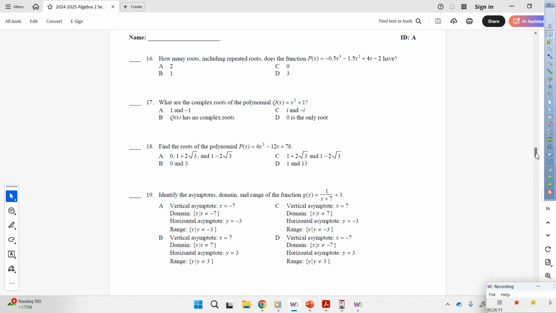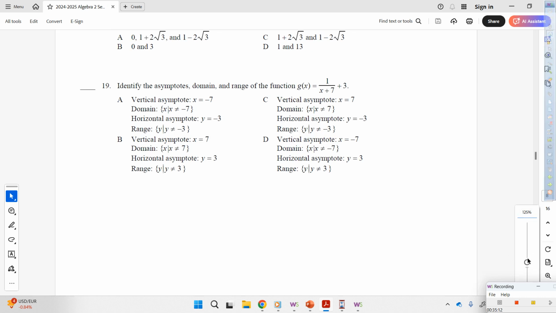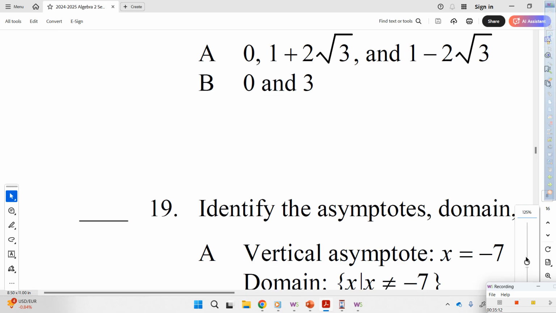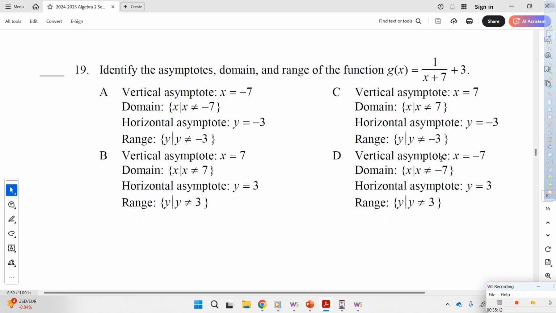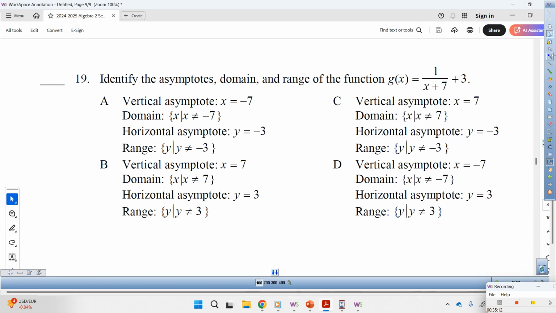Let's go to number 19. Number 19. The easy ones. Let's go. It reads, identify the asymptotes and give the domain and range. Don't worry about the domain and range. Let's look at the asymptotes. Zoom out. So, by looking at this, tell your neighbor what the VA is and what the HA is.